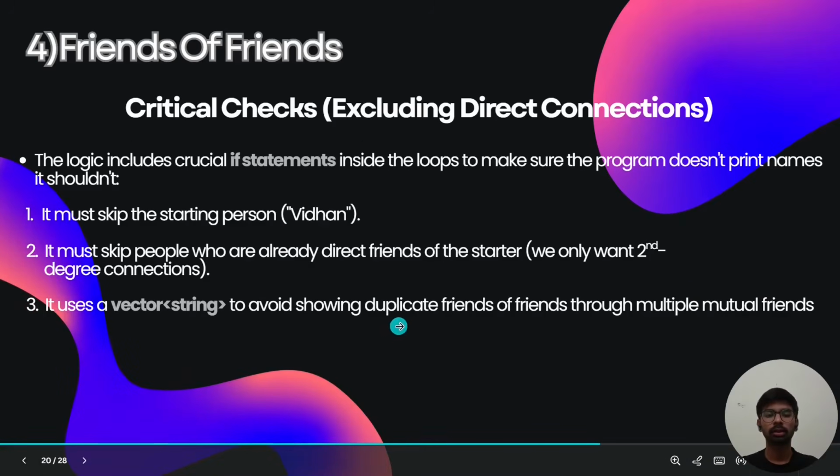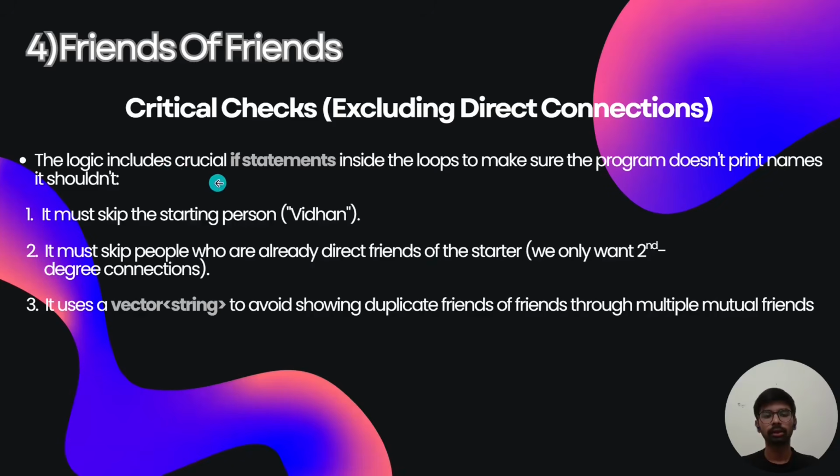It has some crucial checks, that is, excluding direct connections. The logic includes crucial if-else statements inside the loops to make sure the program doesn't print certain names. It must not give the starting person Vidhan, so Vidhan's friend of friend is Vidhan. That's wrong, right? It must skip people who are already direct friends of the starter because we only want the second degree connections. It uses a vector of strings to avoid showing duplicate friends of friends for multiple mutual friends.